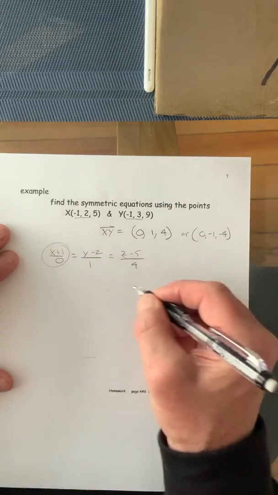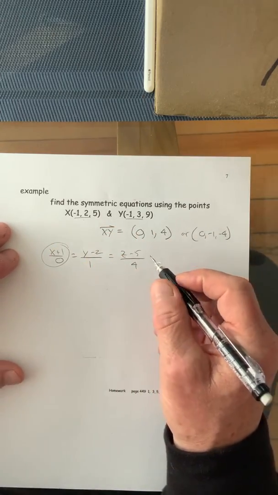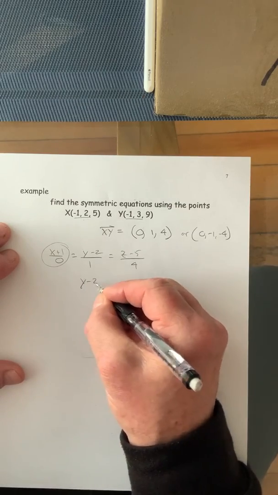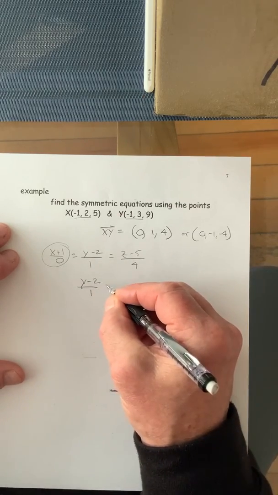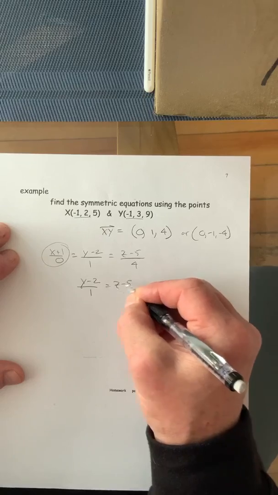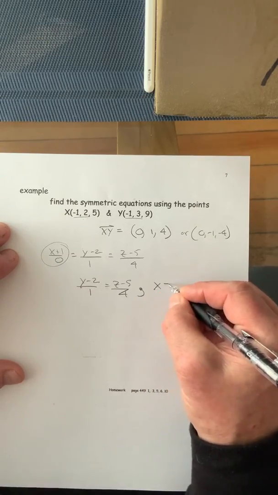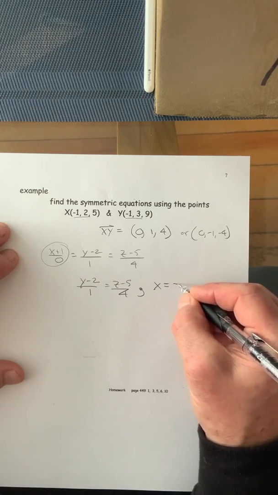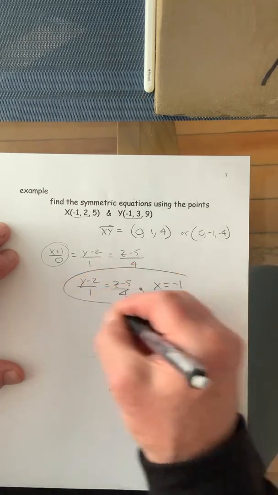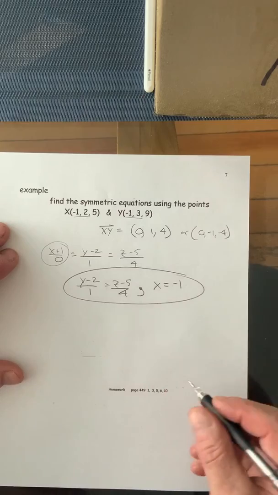But already, from the previous question, I know I can't do this. So my answer is going to be (y minus 2) divided by 1 equals (z minus 5) over 4, comma, x must be negative 1. There is my symmetric equation for this particular system.